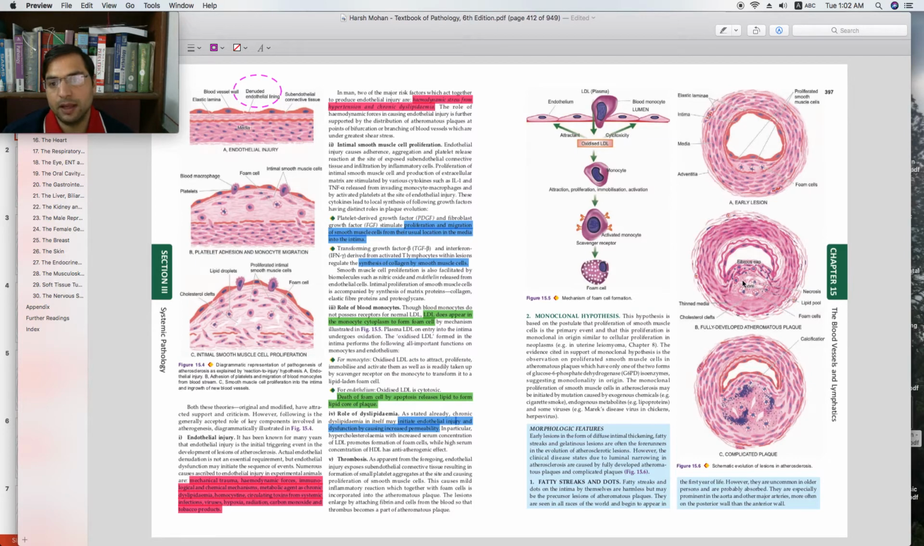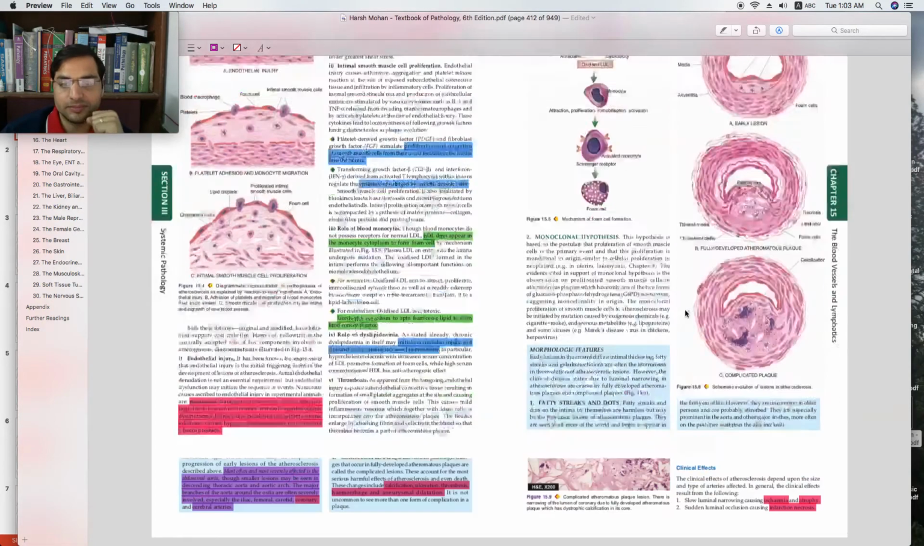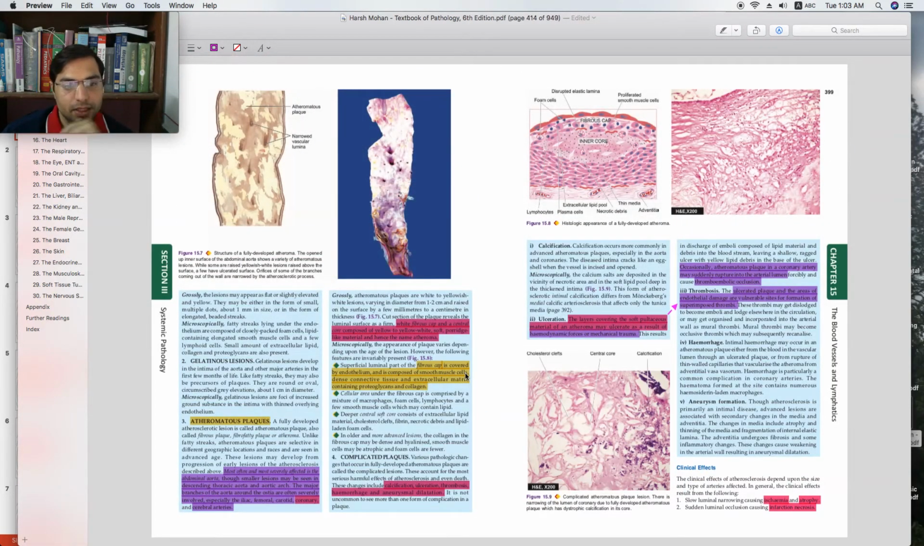and some of the smooth muscle cells, and they are covered by a fibrous cap which is rich in fibrous tissue, fibrin and collagen and smooth muscle cells, right? So this lipid core is covered by a fibrous cap, or it is tightly covered by a fibrous cap. So this pathological state, or this particular state, is called an atheromatous plaque, right? This particular structure is called an atheromatous plaque, right?